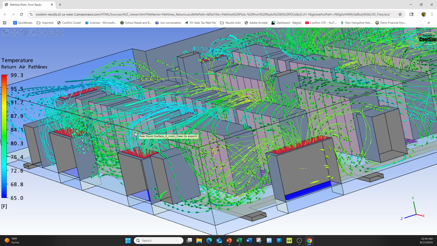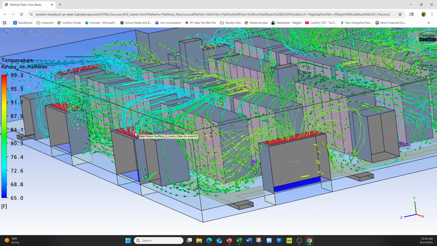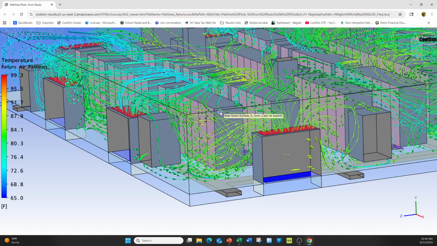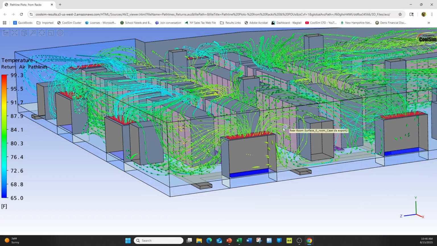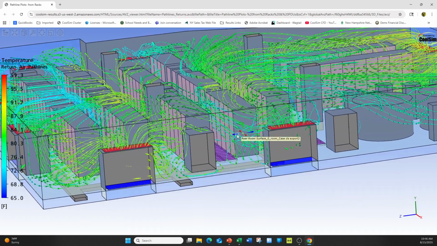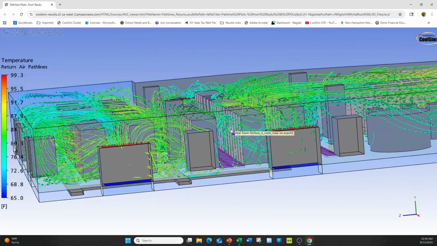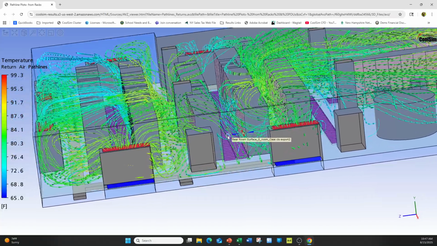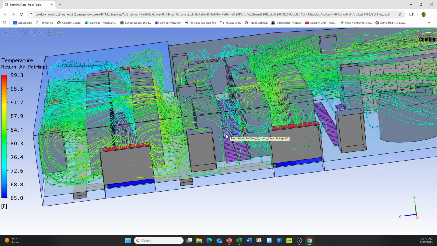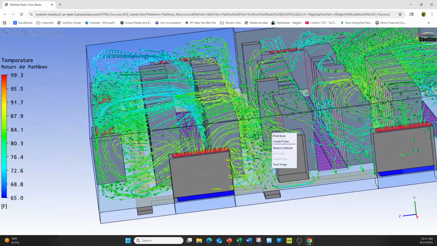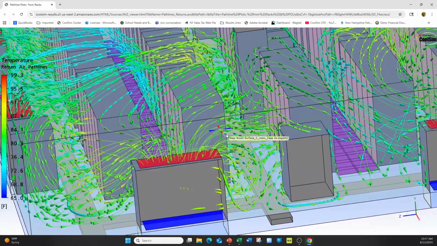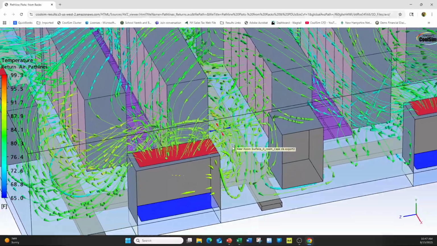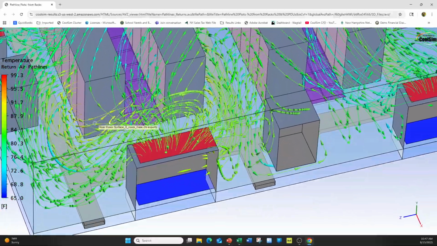Because we are not using any containment, the hot and the cold mix together. And the problem with that is, again, efficiency of these cooling units declines as the delta T goes down. In other words, the return air is not as hot as it needs to be. We can also see some rack recirculation going on in this image, where it's actually wrapping around the racks towards the inlet. You can see it right here.